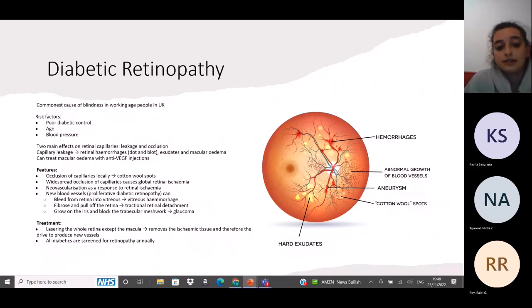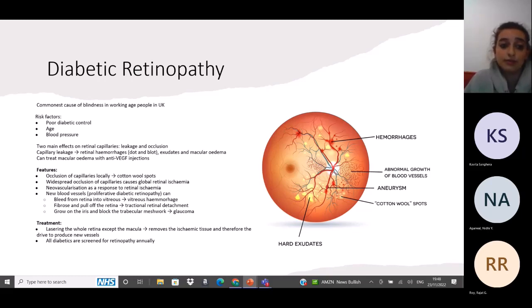You can get widespread occlusion of the capillaries, and that causes a global ischemia, so the retina can look pale. And because of the ischemia caused by the occlusions, the eye tries to compensate by making loads of new vessels, which is actually not that helpful, because these new vessels can bleed, sometimes into the vitreous, causing vitreous hemorrhage. Sometimes they can fibrose and cause retinal detachments as well.